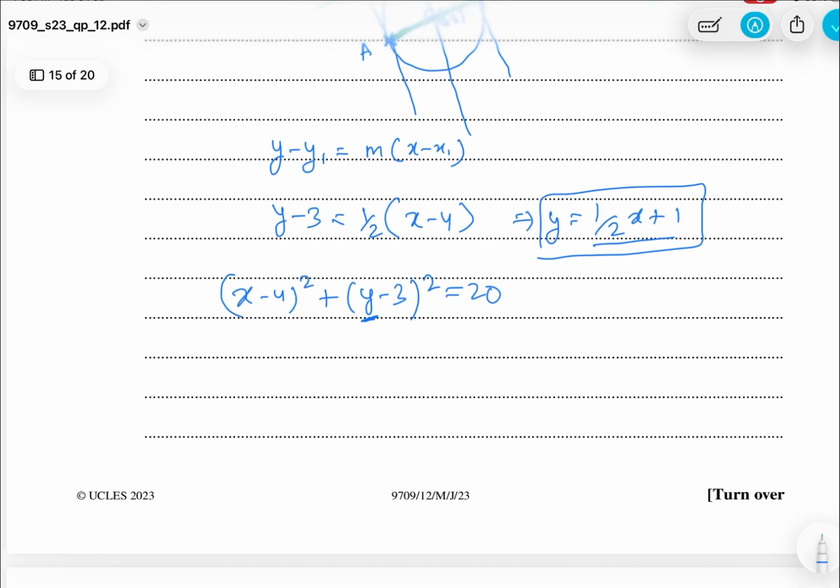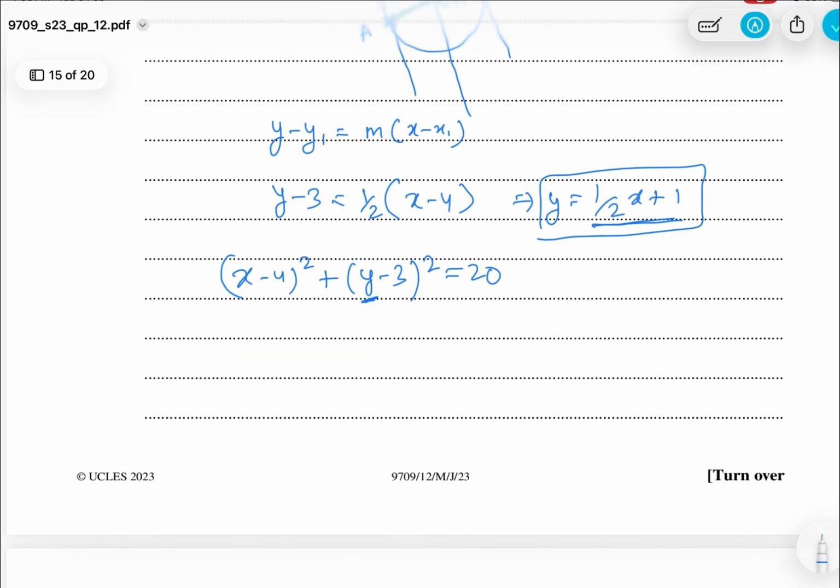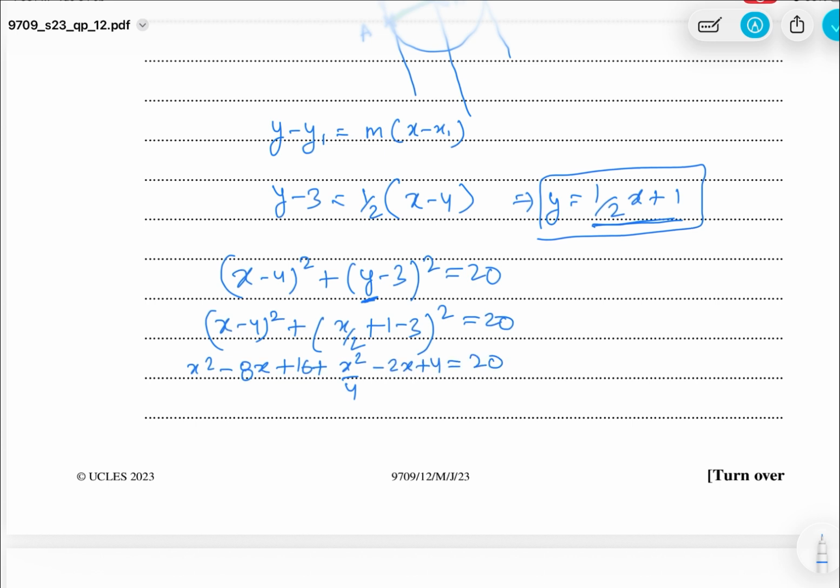So instead of y, I will place x by 2 plus 1, which would give me (x minus 4) whole square plus (x by 2 plus 1 minus 3) whole square equals to 20. Now let's solve this. Let's expand the bracket, which would give me x square minus 8x plus 16 plus x square by 4 minus 2x plus 4 equals to 20.